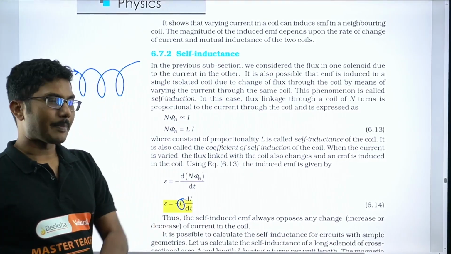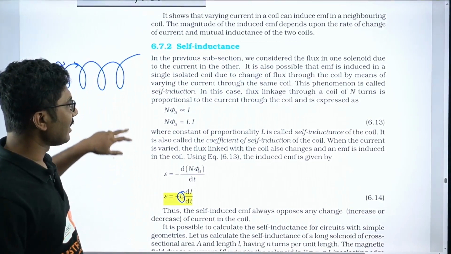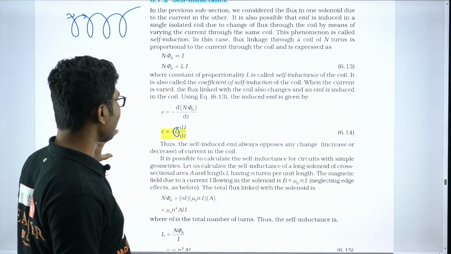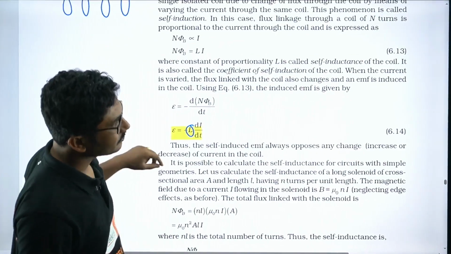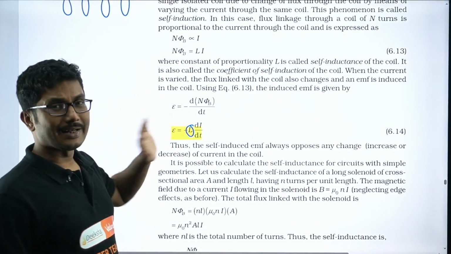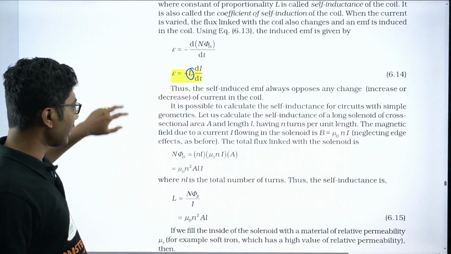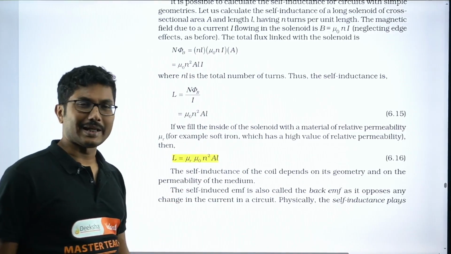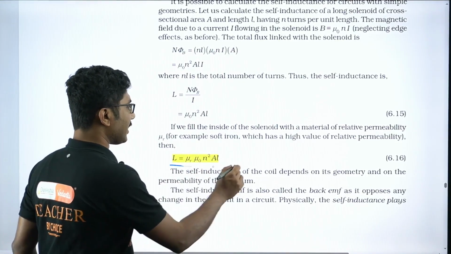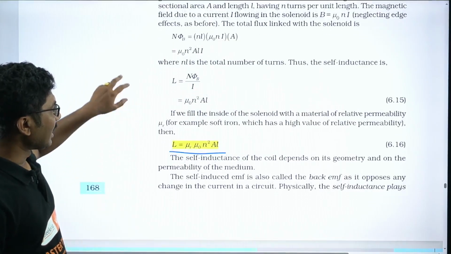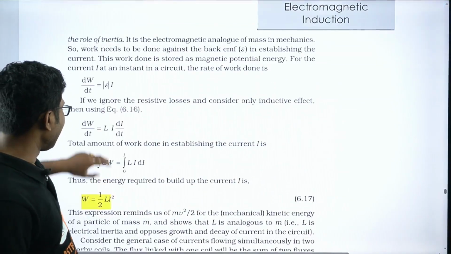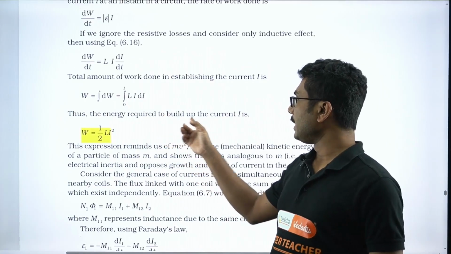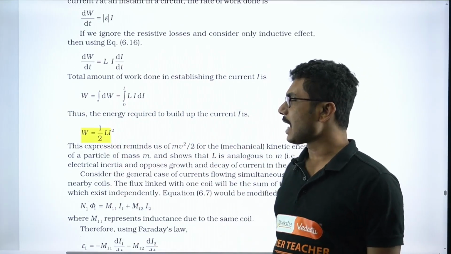There are capacitor and resistor as well, but whenever we say inductor, we are basically talking about this value L. So L is very important. The formula for L is also important. It is mu r mu naught n square AL. You have to remember this value. What else? The energy required to build up the current I is given by half Li square.